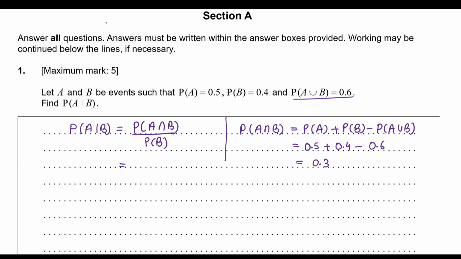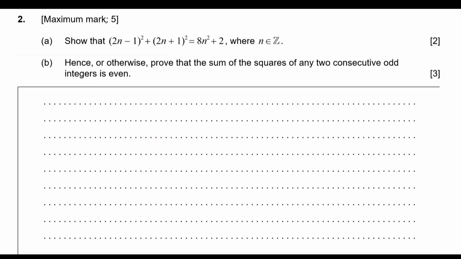So from this we get the probability of A given B as 0.3 over 0.4, which is 3 over 4, or in decimal we can write it as 0.75. So that's the probability of A given B. Now we have the second question.